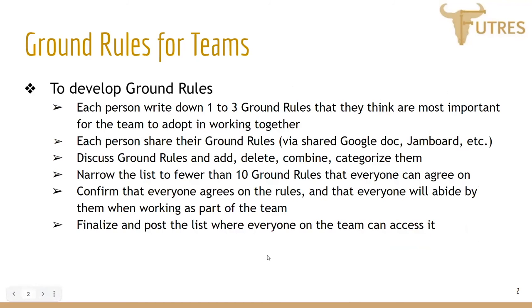So then my suggestion for how to develop these ground rules is to start with each person on your team writing down a few things, one or two or three, that they think are really most important for the team to adopt in working together. So this is the first thing that we're going to ask you to do this afternoon, after you introduce yourselves and get to know each other a little bit: step back and write down one or two or three ground rules, and then have each person share those. And my suggestion is to do it on a Google Doc or a Jamboard, whatever works for the team to work together.